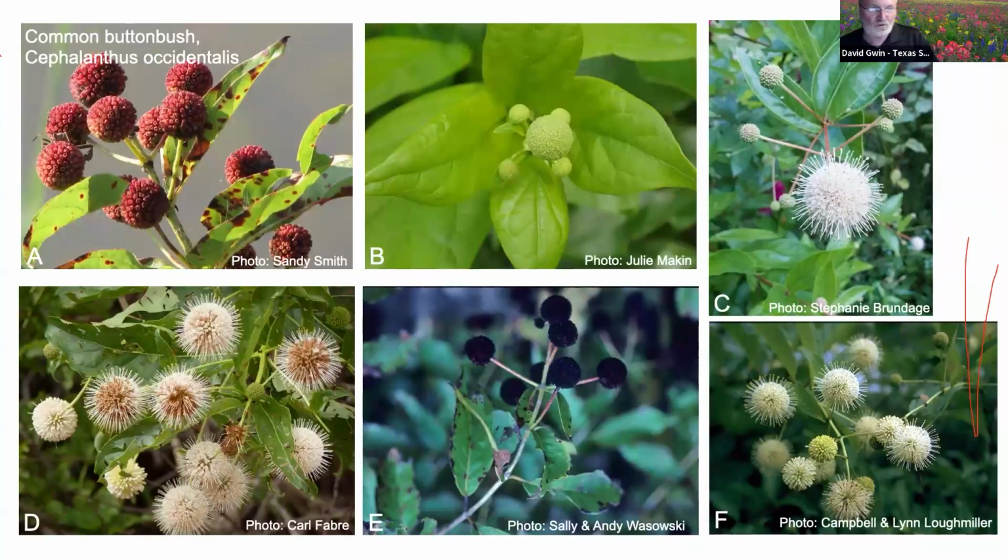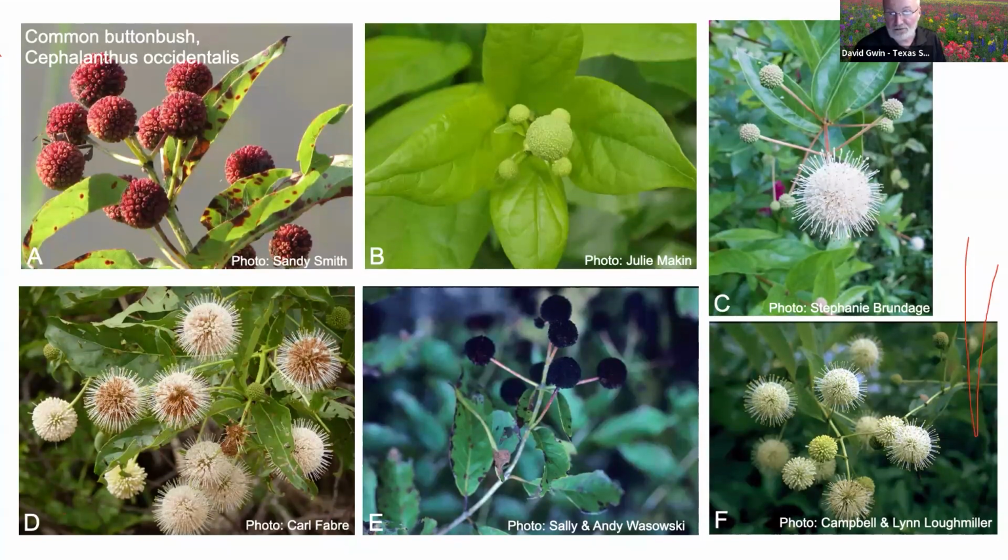Here's another example, just real quickly, y'all. I'm getting towards the end of the presentation. This is buttonbush, which many Texans know as a plant species that grows in relatively wet areas. But on this particular phenophasing diagram, you would start probably with B, which just shows flower buds, right? Everybody recognizes those as the buds of the buttonbush flower.